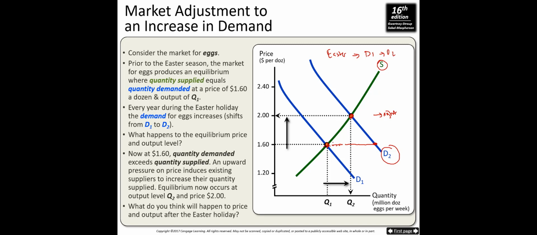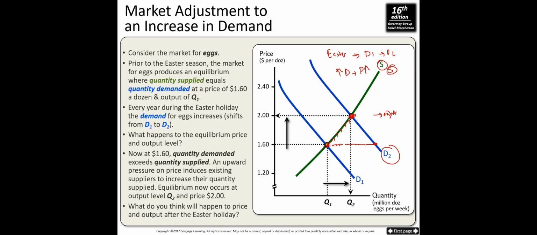When the prices are increasing, remember, you move along the supply curve. You don't shift the curve. And the supply moves to the new equilibrium. Why? Because an increase in demand has an upward pressure on the prices. When prices increase, you move along the supply curve. So the new equilibrium is $2 with the quantity of Q2.